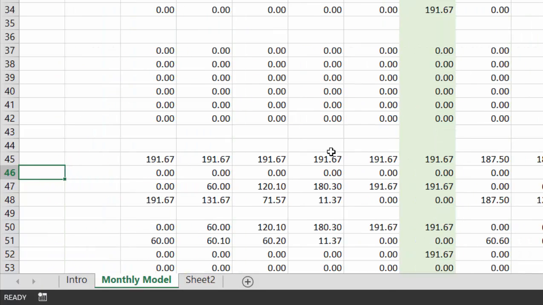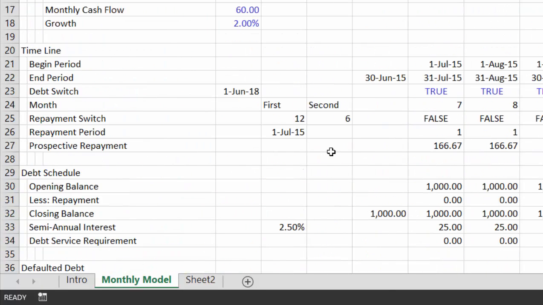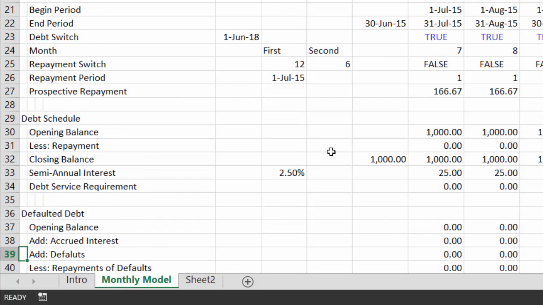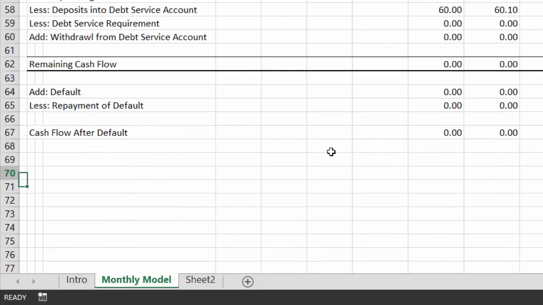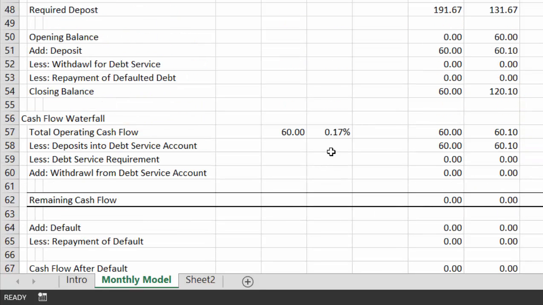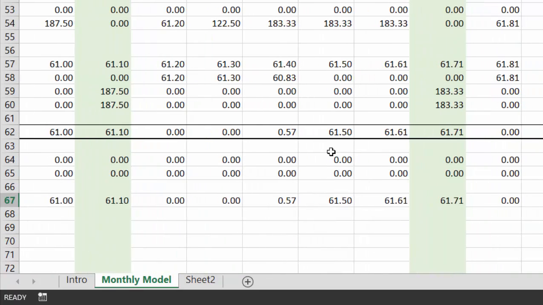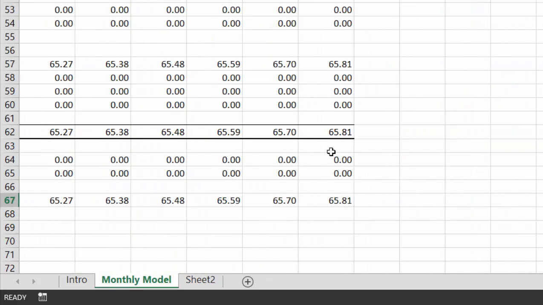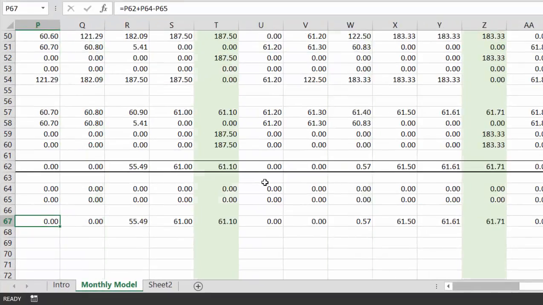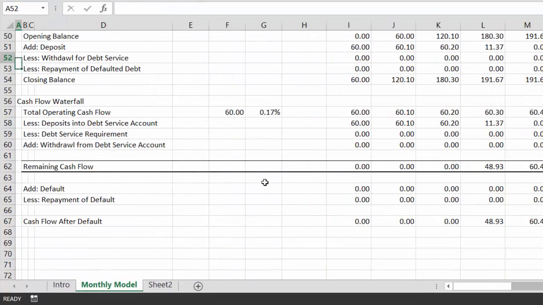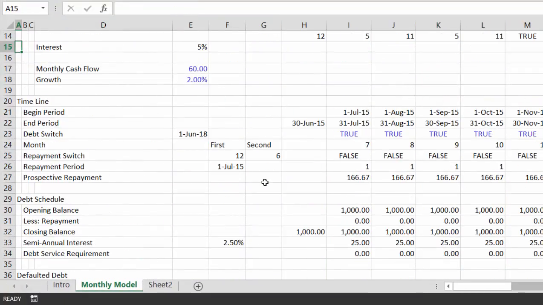Okay, in this scenario, I think I increased the cash flow. So with this increased cash flow, we have some cash that occurs after the debt service account is filled up, and then eventually we just allow it all to go out. Now, in this, and then we also remember, let's put a 3% growth in.